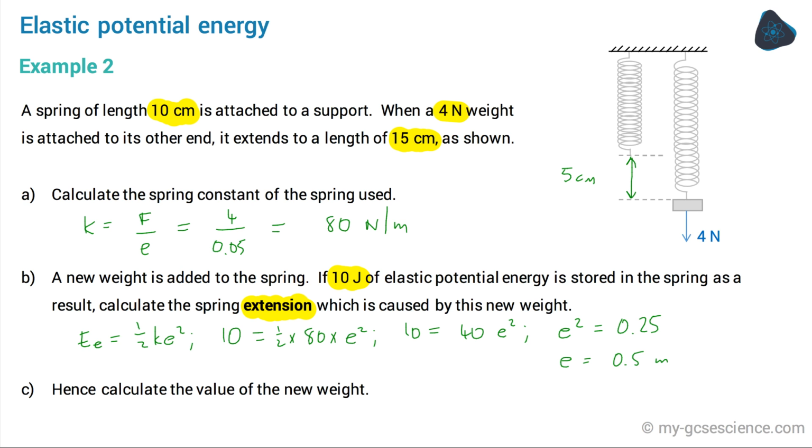The only tricky thing then about part C is to make sure that you realise that the weight is just the force which is being applied to the spring. So using our previous equation, F equals KE, and subbing in, that gives 80 times 0.5, which gives an answer of 40 newtons. Phew, I'm tired after all those calculations.